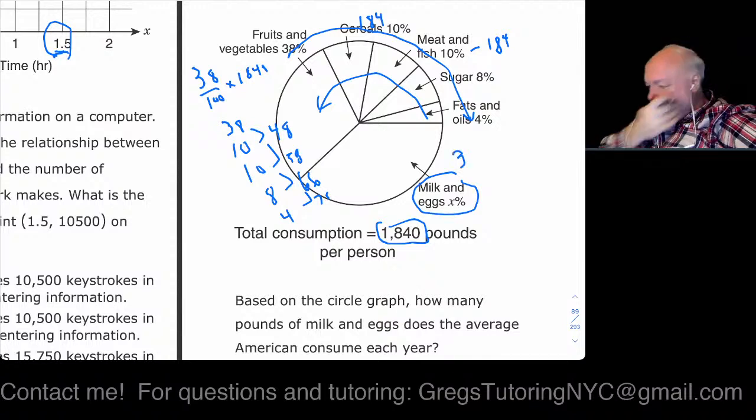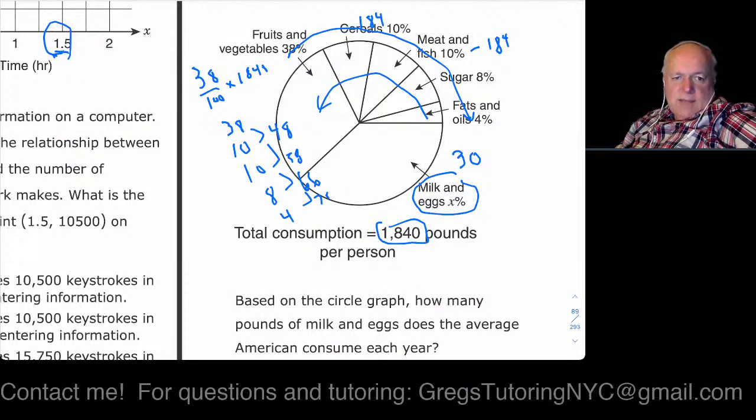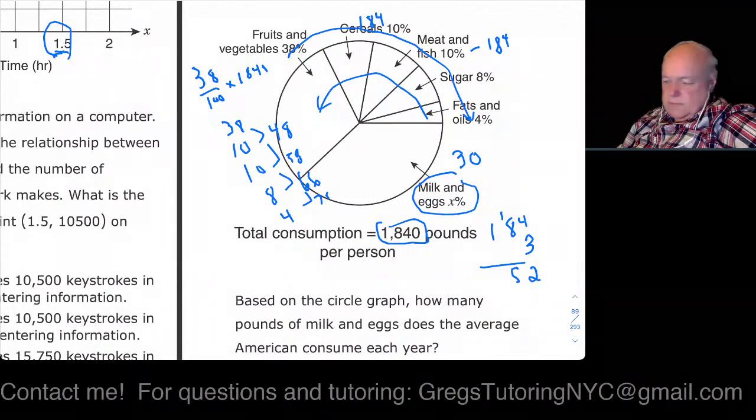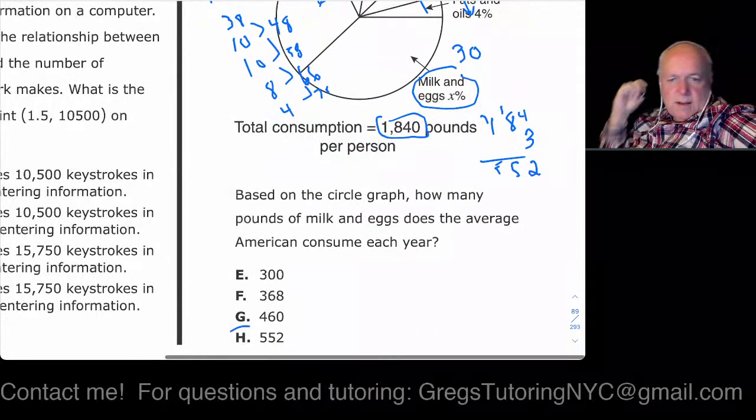All right. We already know that 10% is 184 pounds. So really what we need to be doing here is just multiplying this by 3. 4 times 3 is 12. Carry my 1. 8 times 3 is 24. Add my 1, 25. 2, 5. So the answer, there better be an answer choice under here, 552. It is. All right, that's all they're looking for there.